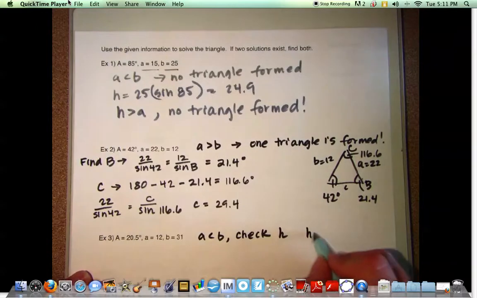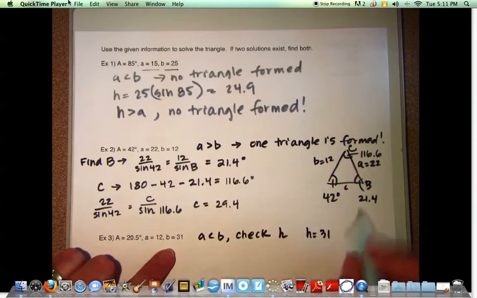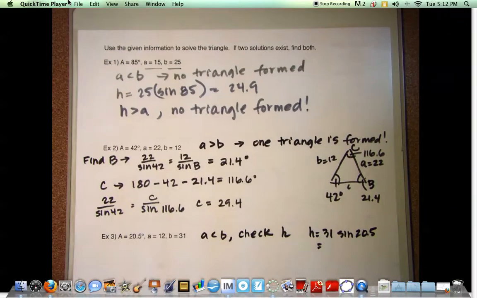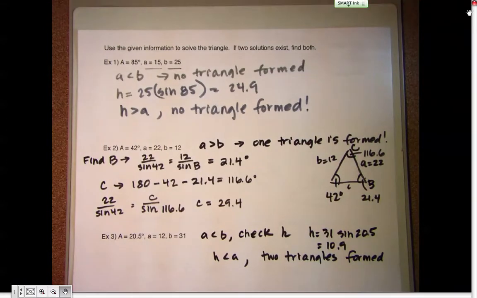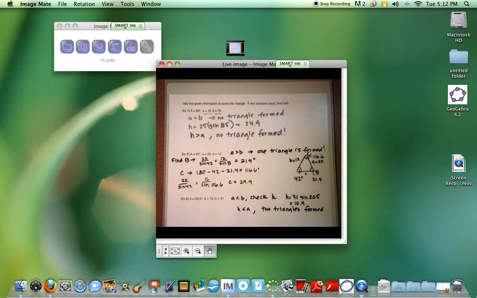And h is equal to 31 times sine of 20.5, which gives us 10.9. Since h is less than a, two triangles can be formed. And let me show you how this happens.